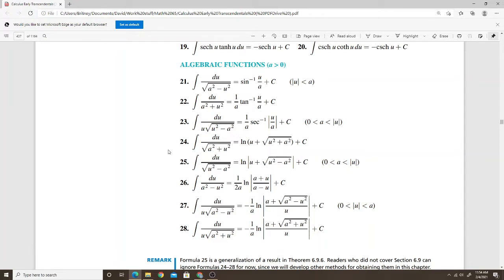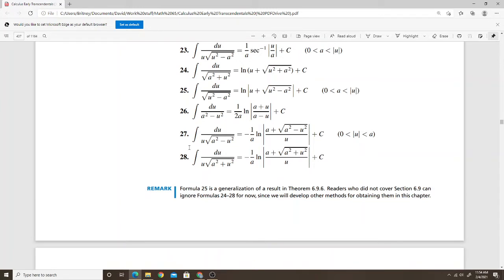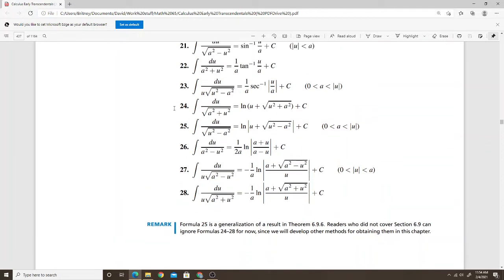if I were you, I wouldn't worry so much about committing these to memory. In fact, there's a remark here that says formulas 24 to 28, right? Readers who did not cover 6.9 can ignore those formulas because we'll develop other methods for obtaining them. So we did cover 6.9, but even still, I wouldn't worry so much about memorizing these formulas because as they say down here, in this chapter we'll develop other ways of evaluating these kinds of integrals. Okay, we'll use a method called trig substitution in order to do those. So that'll come a little bit later on.